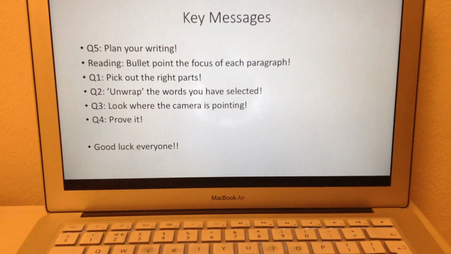In question 2, you are going to unwrap the words you've selected and tell us lots and lots about their connotations, what they make us think and feel, and how they work together. In question 3, you're going to look where the camera is pointing and think about what effect that has on our journey. And in question 4, you are going to prove those 2 big things in the statement.